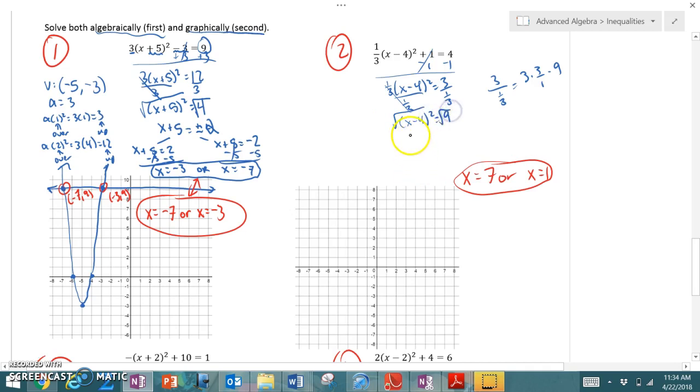I square root both sides. I get x minus 4 is equal to either positive or negative 3. I write those out separately. X minus 4 equals positive 3. X minus 4 equals negative 3. And I solve. Add 4. X equals 7. Add 4. X equals 1. So you can see that I did get the x equals 7 or x equals 1. If I was solving graphically, I would graph the line at 4.